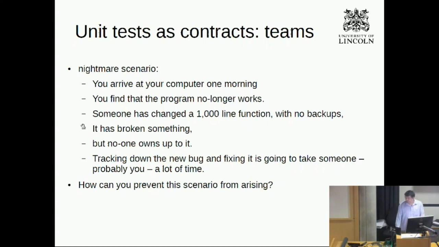So how many people have had this happen in their group projects then? You show up one morning, someone has changed something in the code and they've broken it all and no one admits to it and you can't track down what actually happened or who to blame. Does this still happen to everyone? Yeah? Is everyone else using nice source control systems to prevent this to some extent? Okay, so how do you prevent this from arising?